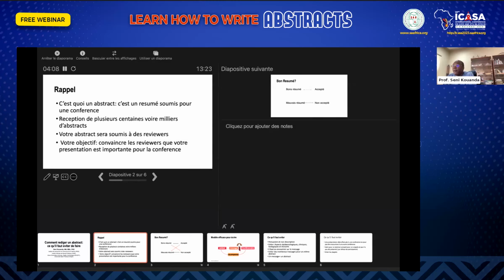Et pour cela, votre abstract sera soumis à des reviewers. Des scientifiques reconnus pour leur expertise vont examiner votre abstract, le noter et décider de l'acceptation ou du rejet de votre abstract. Votre objectif, c'est de convaincre les reviewers que votre présentation est importante et originale pour la conférence.